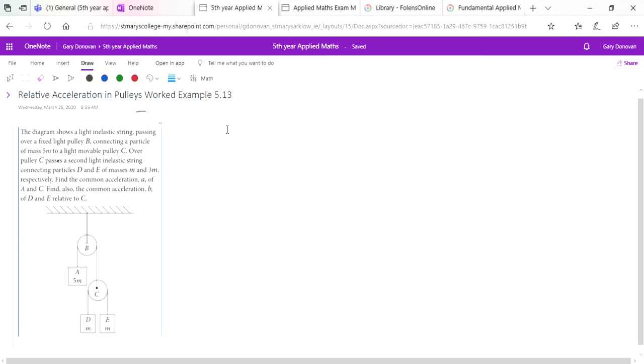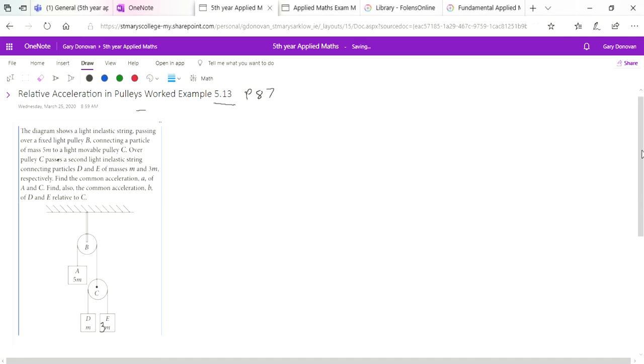In this video we're going to look at another example of relative acceleration in pulleys, and this is from the Pulleys book, worked example 5.13. So it is on page 87 of your textbook, but there is actually a mistake in it. This shouldn't read m here, this should actually read 3m. So when you're looking at the solutions in your textbook, you'll see that they're a little bit different from the picture.